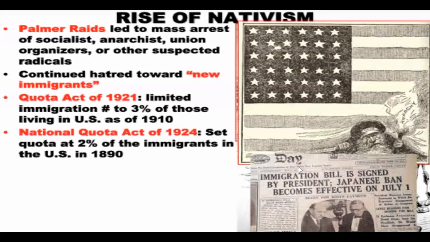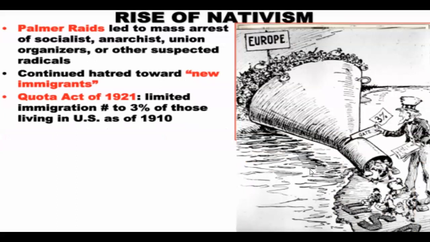The National Origins Quota Act is another piece of evidence of this, 1924. This set the quota at 2% of the immigrants that lived in the U.S., but now it's based on 1890. Okay, so if you do the math, or just common sense, there are going to be fewer immigrants by and large in 1890 than there were in 1910. So now it's just 2% instead of 3%. So we're continuing to tighten the screws, if you will, or turn off the faucet, to use a sink or bathtub analogy, letting just a few immigrants in.